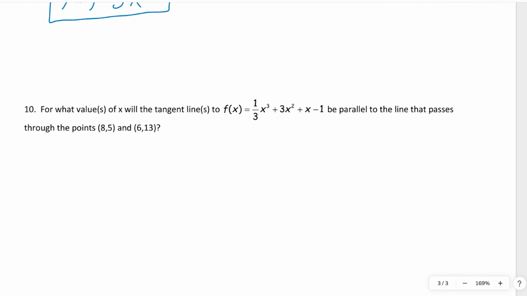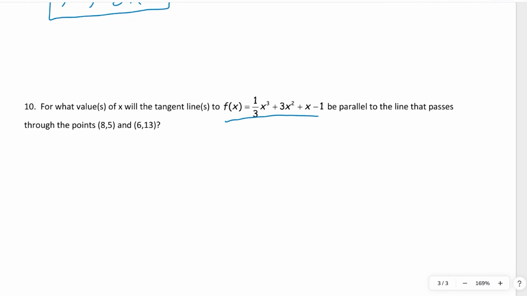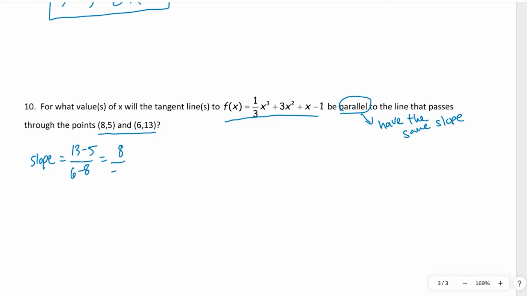So this says, for what values of x will this function be parallel to the line that passes through these 2 points? So 2 lines that are parallel, they have the same slope. Okay, so it's saying it has the same slope as a line that passes through these 2 points. So the slope of that line is going to be 13 minus 5 over 6 minus 8, change in y over change in x. And let's see, 13 minus 5 is going to be 8, 6 minus 8 is negative 2, so this is going to be negative 4 for my slope.